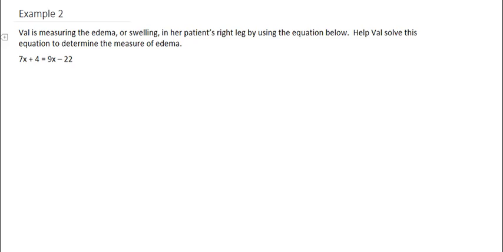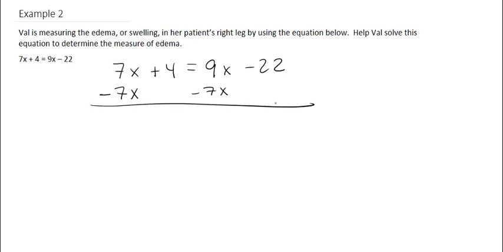Val is measuring the edema or swelling in her patient's right leg by using the equation below. Help Val solve this equation to determine the measure of edema. So we'll rewrite this out. So for the first step, we're going to move the variable. So let's just subtract from both sides the 7x. So 7x minus 7x, which is equal to 0, plus 4 is equal to 2x minus 22.